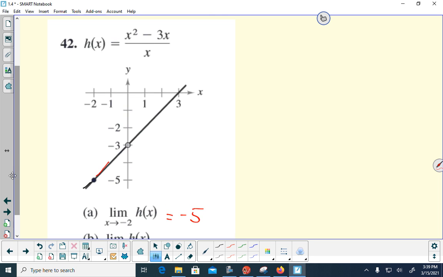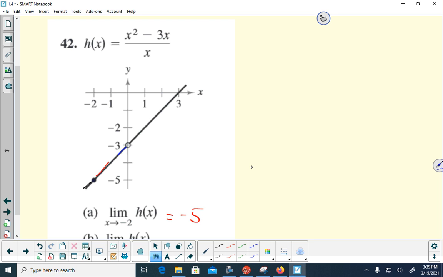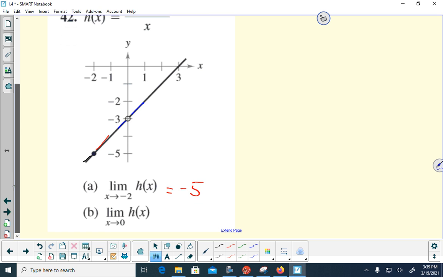Find the limit as x approaches 0. So approaching 0, from the left, it looks like it's -3. From the right, it looks like it's -3. So this limit is -3.